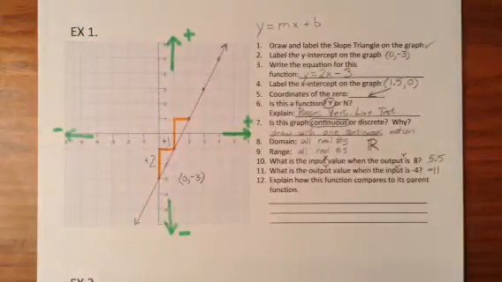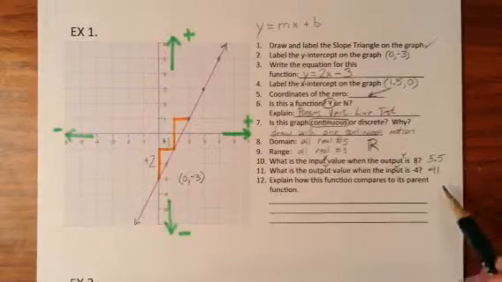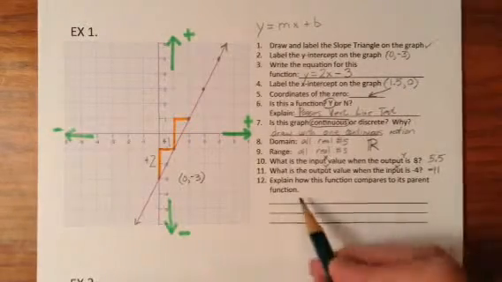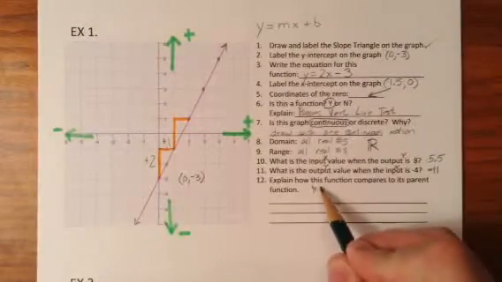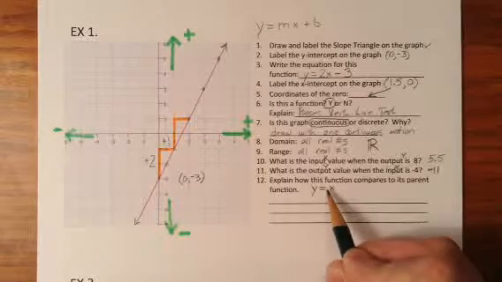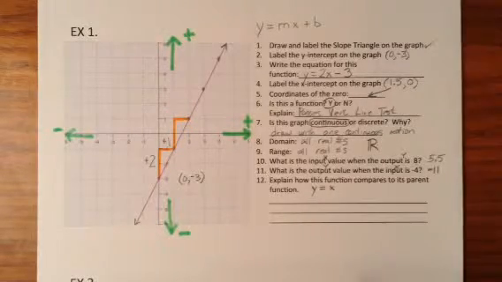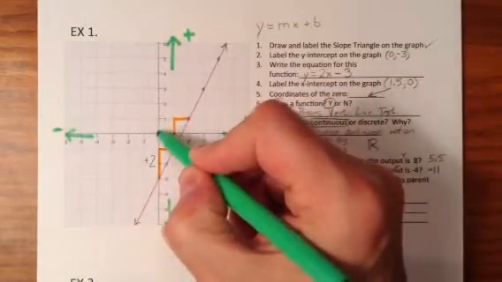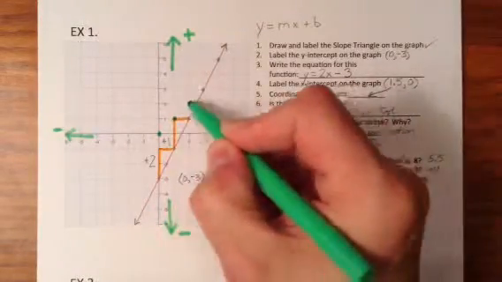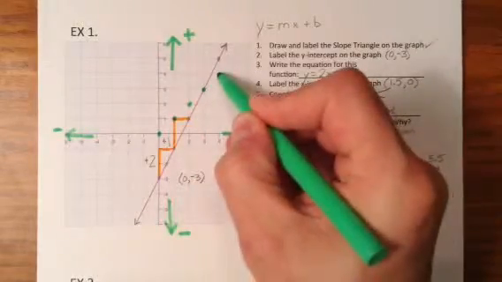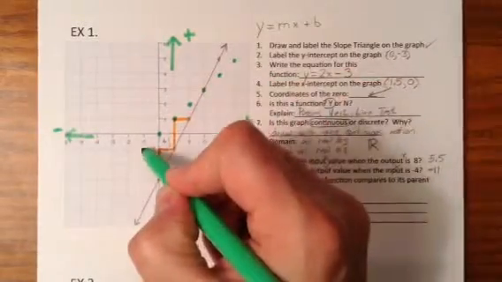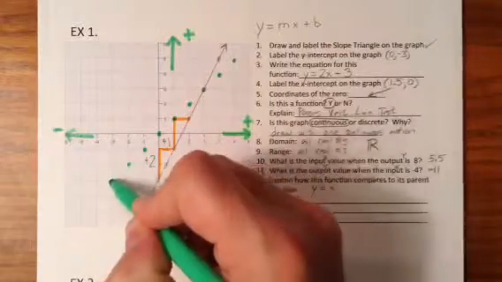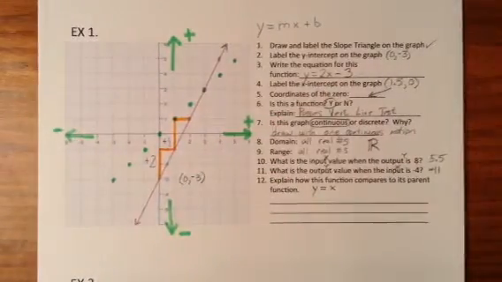All right, explain how this function compares to its parent. If you remember, the parent function is the most basic. The parent linear function is y equals x. The slope is 1, the y-intercept is 0. So, if I come over here and superimpose on my graph the parent, you can see the parent always goes through the origin: 1, 1, 2, 2, 3, 3, 4, 4, 5, 5, -1, -1, -2, -2, -3, -3, etc.